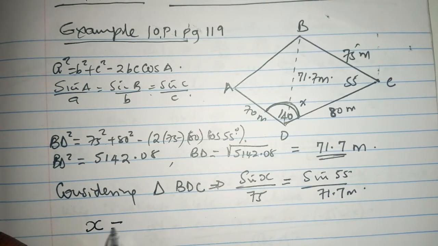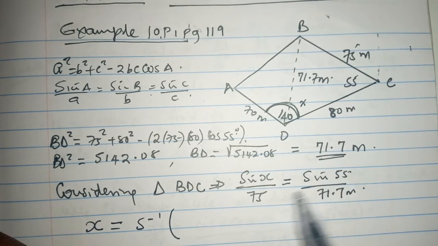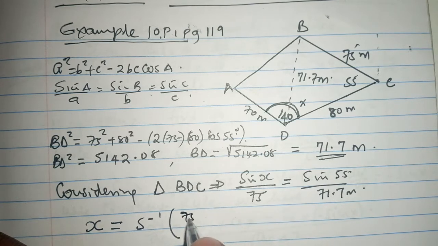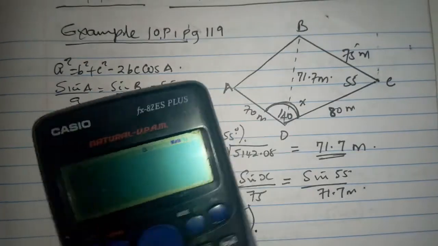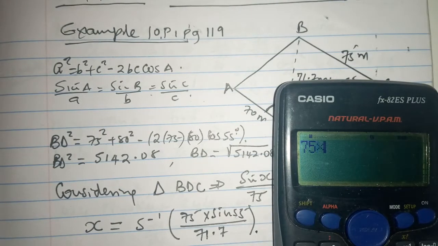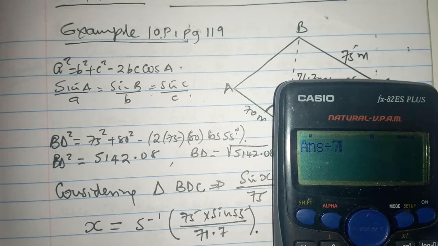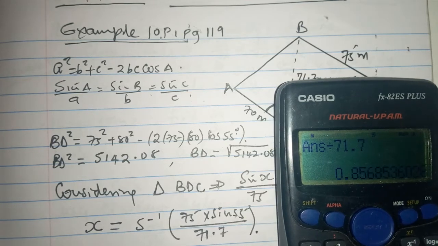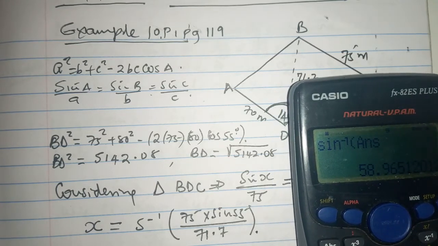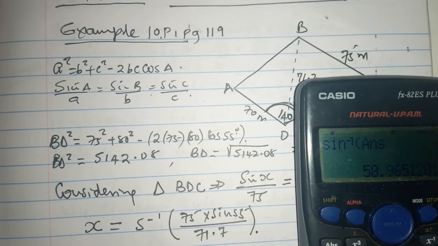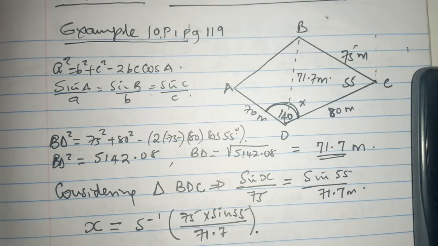Therefore x is the sine inverse of 75 times sine 55 all over 71.7. On the calculator, 75 times the sine of 55 degrees divided by 71.7 gives 0.86. Now shift sine of the answer, and we get x to be 58.9 degrees.